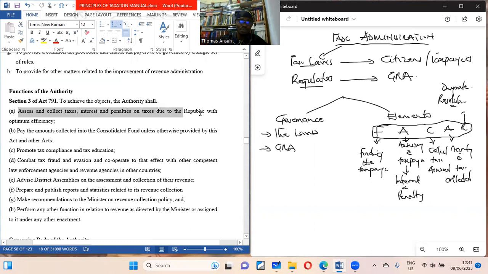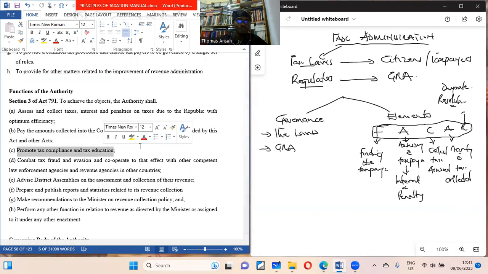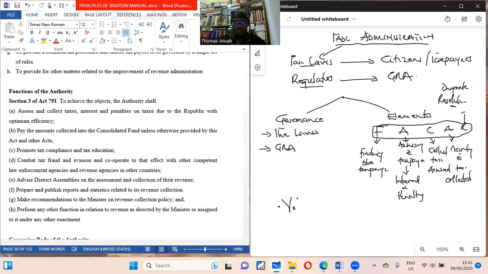They pay the money into the consolidated fund unless otherwise provided by any act. They promote tax compliance and tax education. These days, we are at the voluntary tax regime, and that is a very key concept, whereby the taxpayer himself now sees the need to freely comply with the tax laws. So all that the GRA has to do is motivate this voluntary compliance.